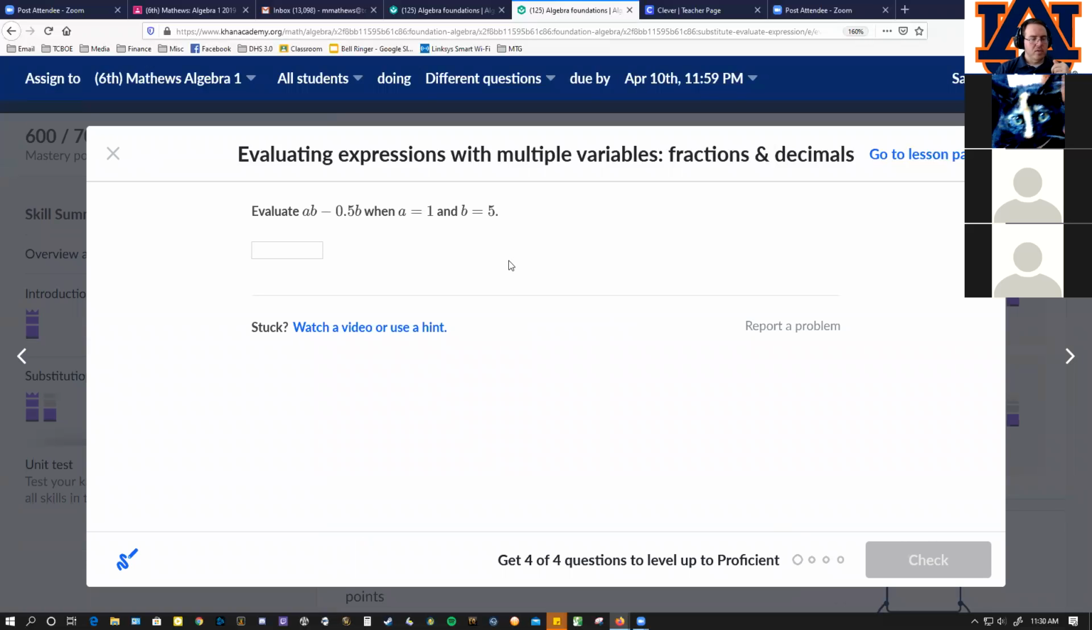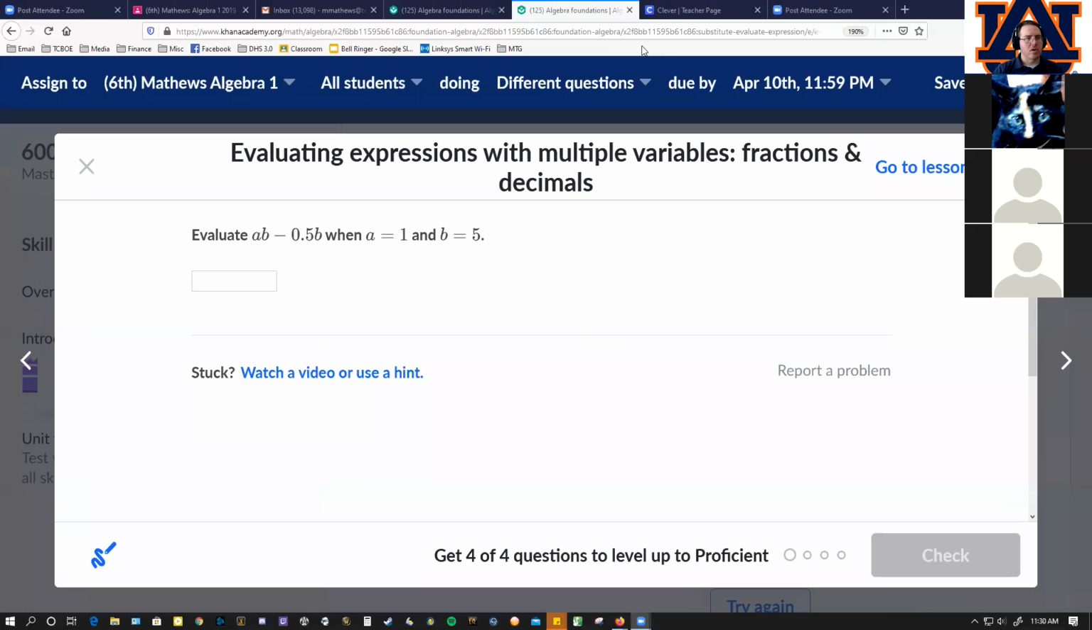Okay, so it's the same skill, except it's not going to let you dodge decimals and fractions. This annotation tool that saves me the time of copying and pasting does not let me go back to drawing unless I close out the tool. Anyway, teacher problems. Okay, so we have AB minus 0.5B when A is equal to 1 and B is equal to 5. I'm just going to rewrite this expression using the values they gave me.